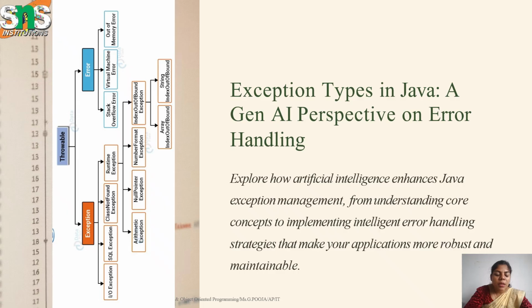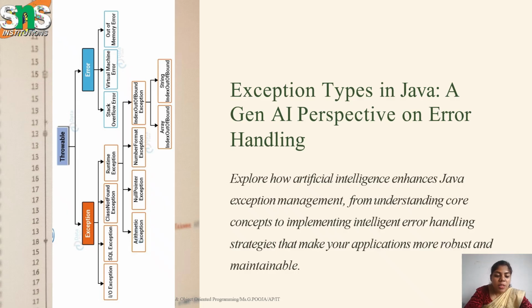So in Java, every exception is part of a well-organized hierarchy. At the very top, we have Throwable, the root class for all exception types. It splits into two major categories: Error and Exception. Errors usually represent serious system-level problems, like running out of memory or stack overflow issues, that cannot be recovered from. On the other hand, exceptions represent conditions that a program might want to handle or recover from.